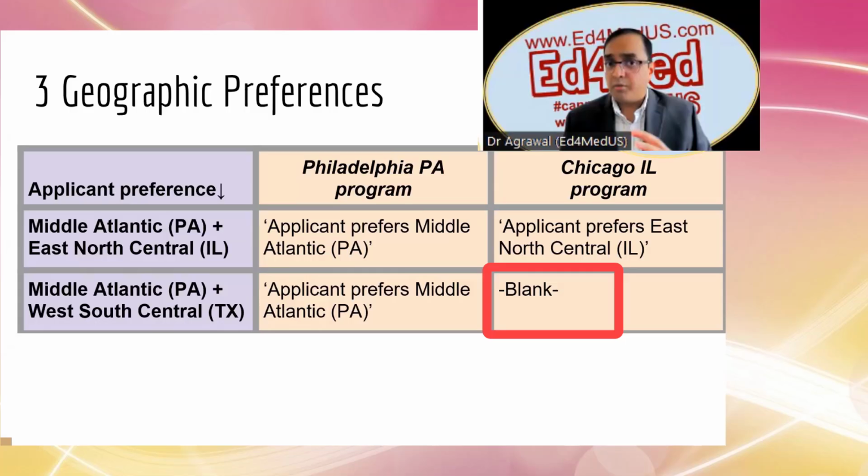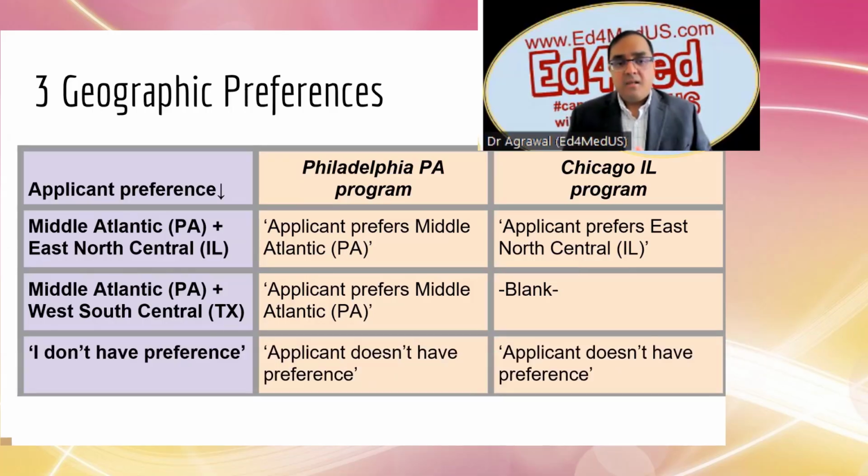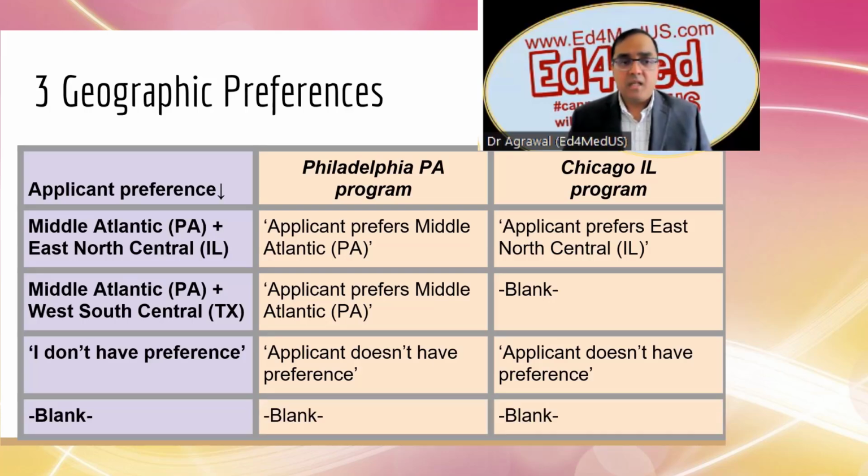Okay, so the Chicago program will not know whether this is their geographic preference or not. It'll be blank. If this applicant just chooses, I don't have any preference, the Philadelphia program and the Chicago program will get the message that the applicant doesn't have a preference. If you leave it blank, no information is shared with the programs. So this is important to know: what is the impact of the choices that you make under geographic preferences.